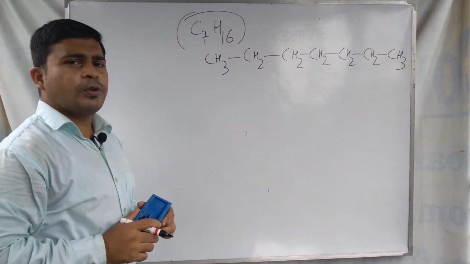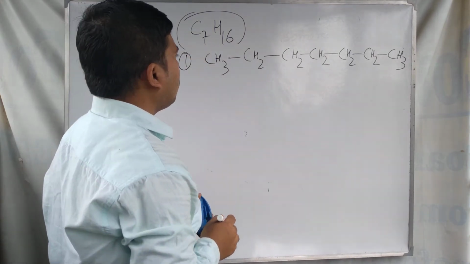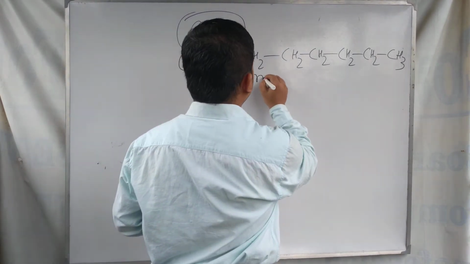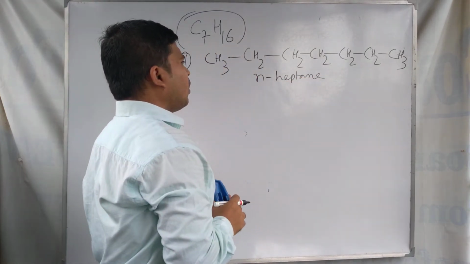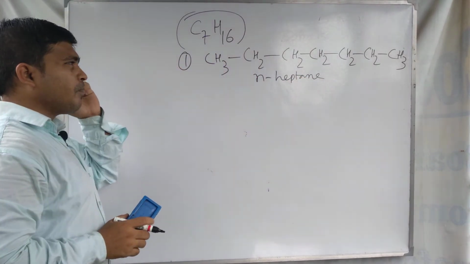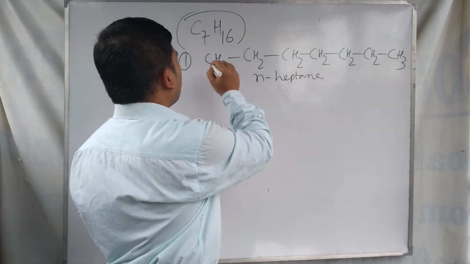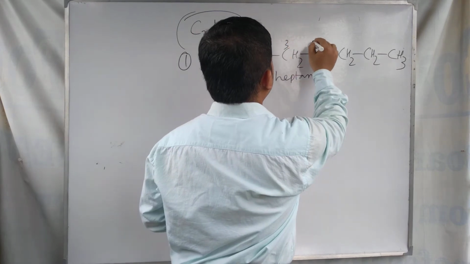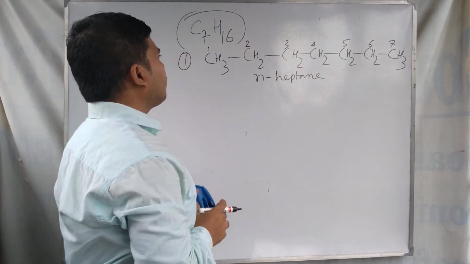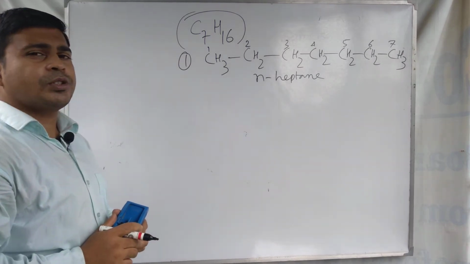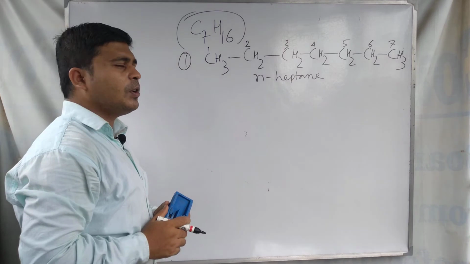So this produces isomer number 1, called n-heptane, and the IUPAC name is only heptane. 1, 2, 3, 4, 5, 6, 7. This n-heptane is the first isomer that we can draw using C7H16.